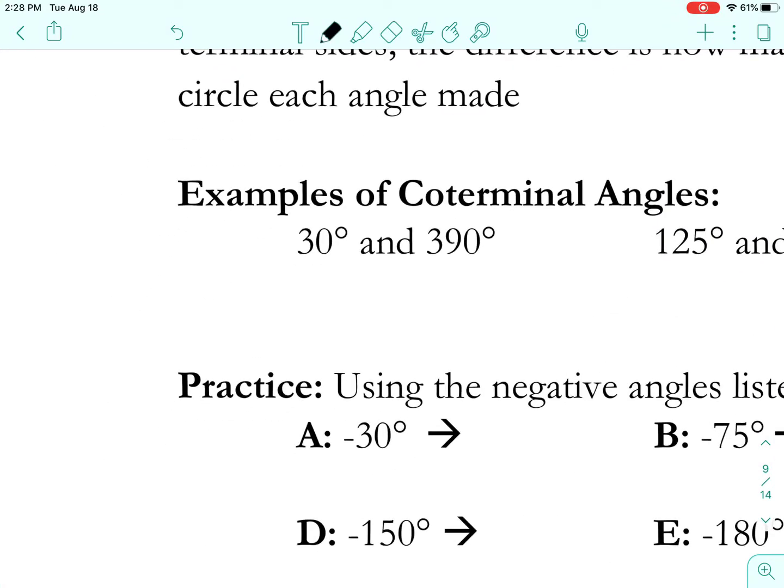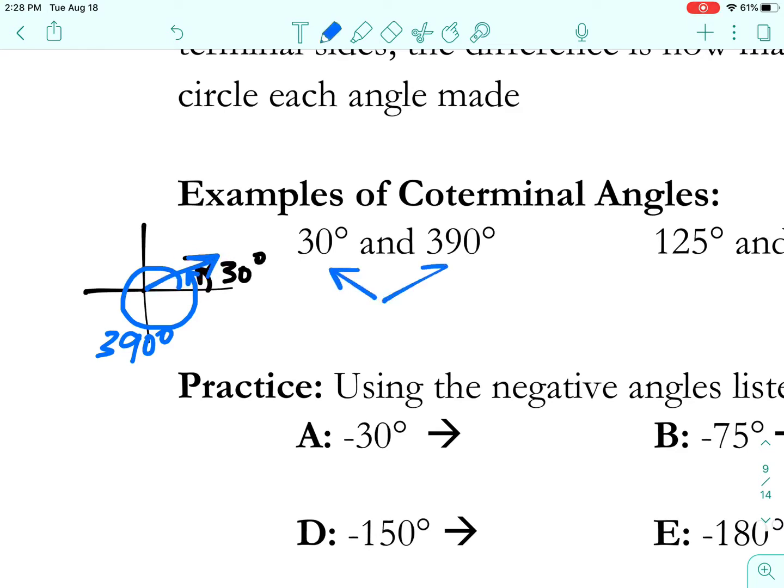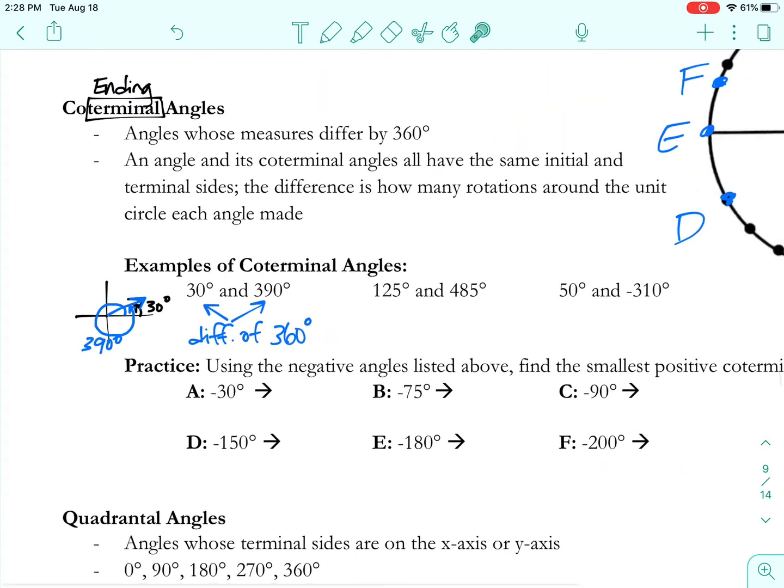So I want to give you one example here to begin. 30 and 390. Do you know what 30 degrees looks like? I'm going to rotate up 30 degrees. There's what 30 degrees looks like. In a different color, I'm going to do 390 degrees. So starting here, going all the way around and ending in the same exact location. This represents 390 degrees. They are coterminal, my friends, because they end in the same exact place. You'll notice that these have a difference of 360 degrees. Okay, and that's kind of in the definition up here that I kind of breezed over.